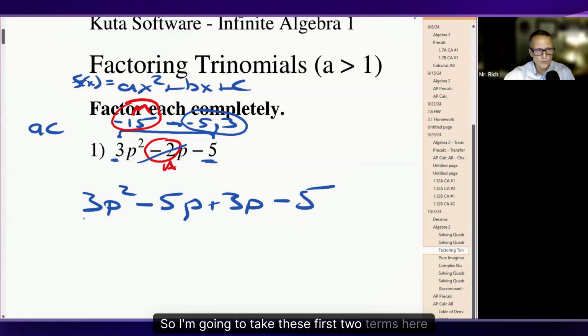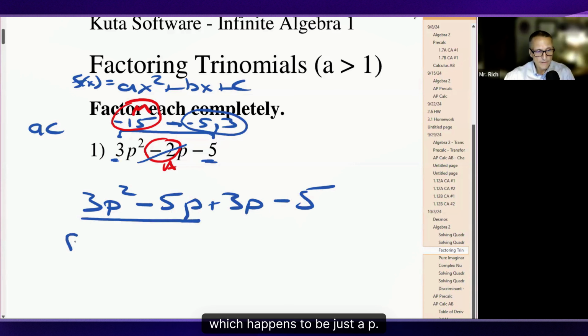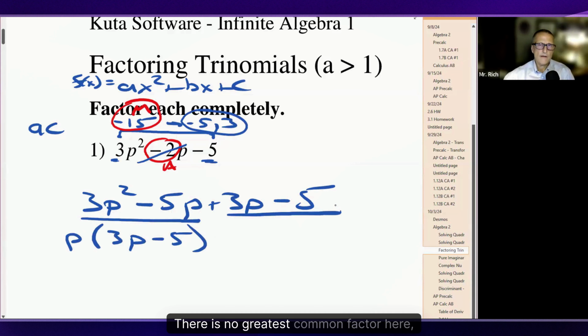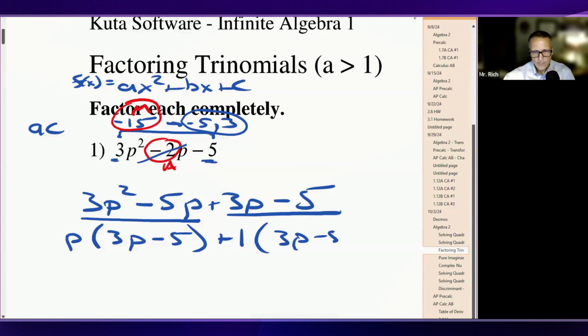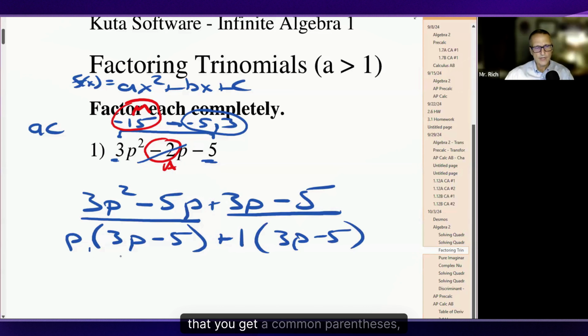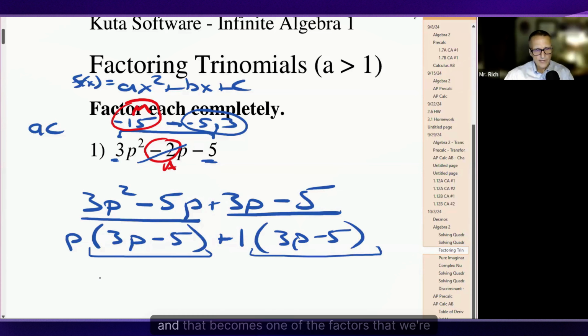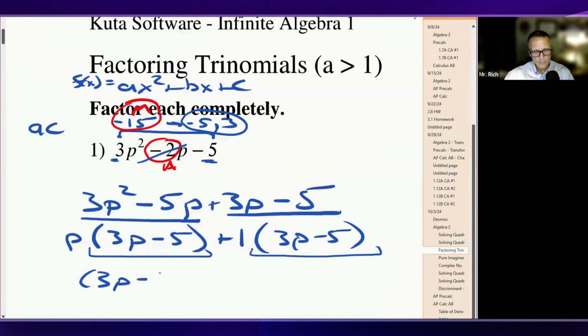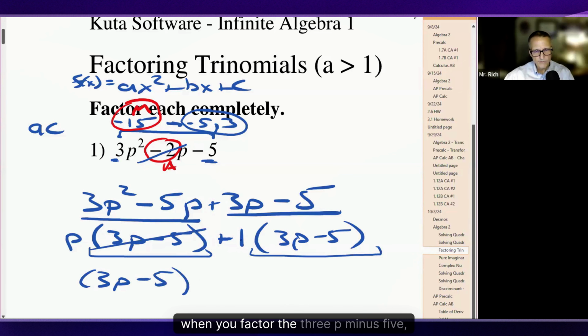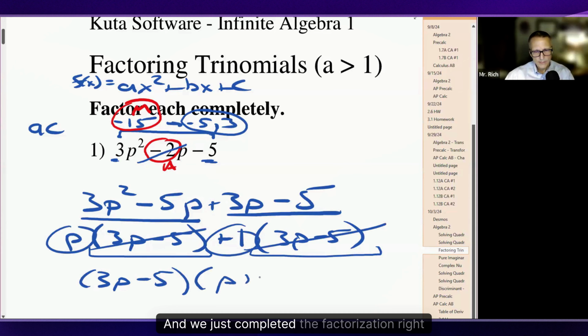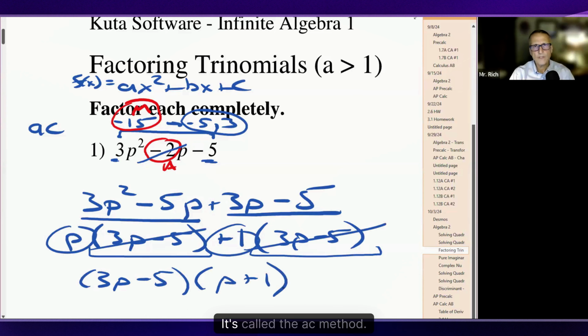So I'm going to take these first two terms here and factor out their greatest common factor, which happens to be just a p. So when I factor that p out, I get 3p minus 5. There is no greatest common factor here, so I'll just factor out a 1. 3p minus 5. And what happens in this method is you'll notice that you get a common parentheses, a common factor between these two terms. And that becomes one of the factors that we're looking for, 3p minus 5. Well, when you factor the 3p minus 5, that leaves you a p plus 1 in this case, and we just completed the factorization right there. It's called the AC method.